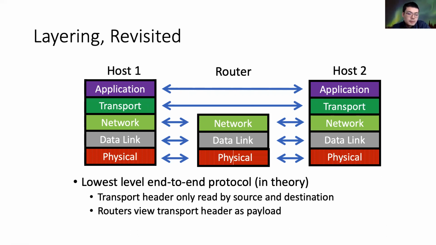Down there, the router will treat the transport header as payload, because the transport-level segment is encapsulated in the IP datagram. It's inside. If you remember, the IP datagram has IP addresses in the header. The transport layer, of course, should have a port number in the header.